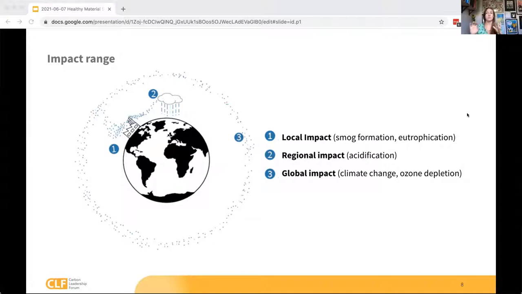Same with if you restrict air quality emissions from a local manufacturing facility, you can directly decrease some of the smog formation potential because these are sort of local impacts. You know, a diesel truck drives on the road, creates pollution, has an immediate environmental health impact on the community that's next to that highway or wherever the truck is driving.